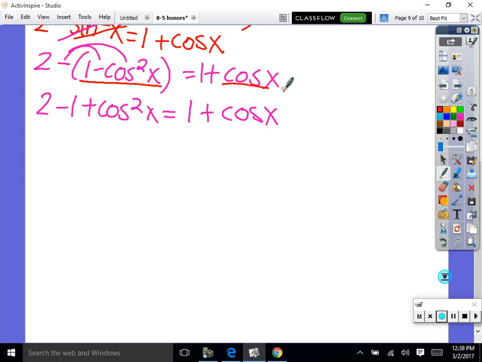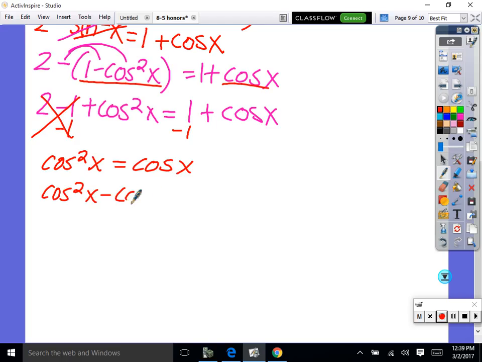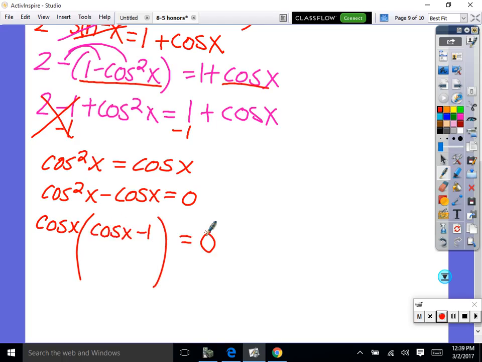So now let's combine like terms. Subtract 1, subtract 1. So isn't that 2 minus 2? Yeah. So that's gone. So we have cosine squared x equals cosine of x. So we have cosine squared x minus cosine of x equals 0, because I subtracted cosine. And now we can solve by factoring. Factor out cosine x. Left is cosine x minus 1. And now we can set each of those equal to 0. So we want to know when does cosine of x equal 0 and when does cosine of x equal 1. Because I just set each of those equal to 0 and solve.